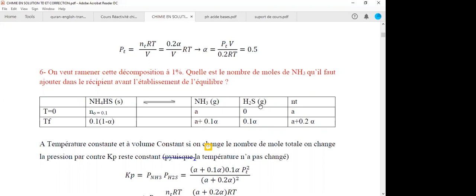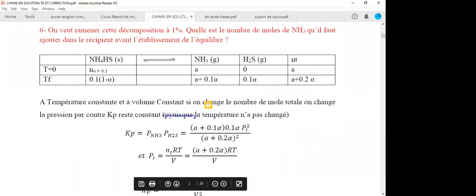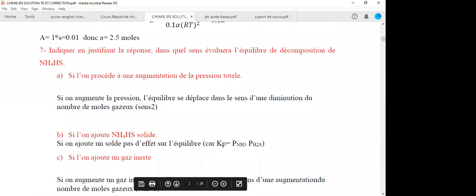How is it going to reduce the pressure? By shifting the equilibrium towards the side where there is a fewer number of moles. Here I have 0 moles, so the equilibrium will shift towards the side where I don't have a lot of moles, in order to reduce the number of moles.